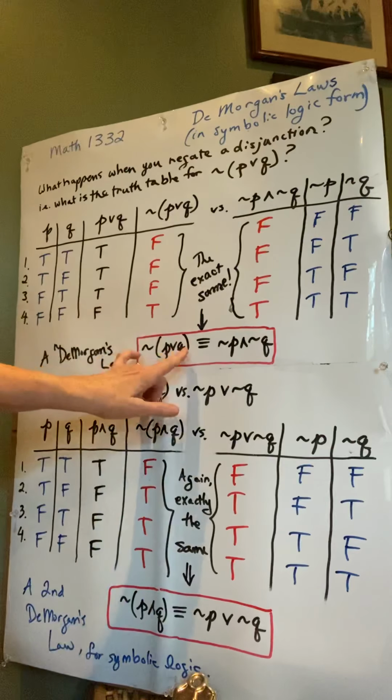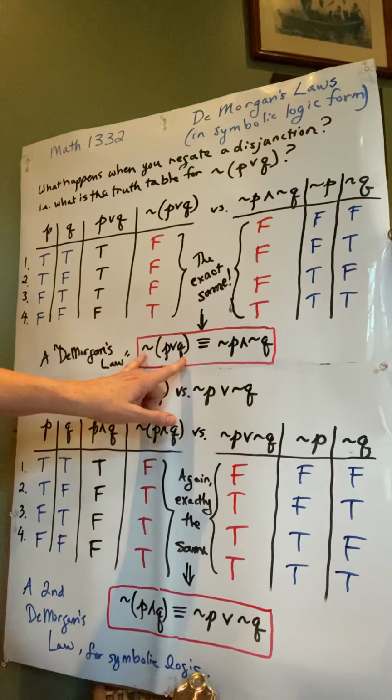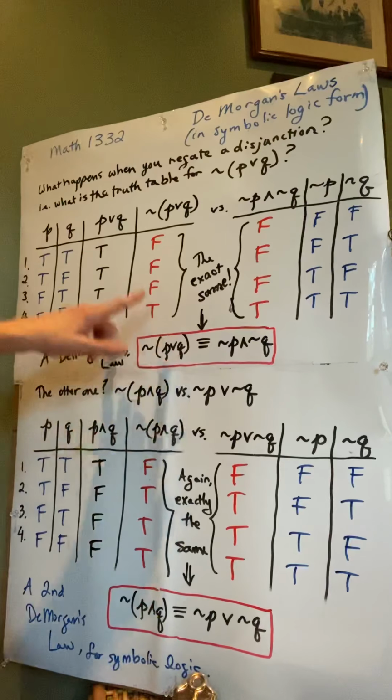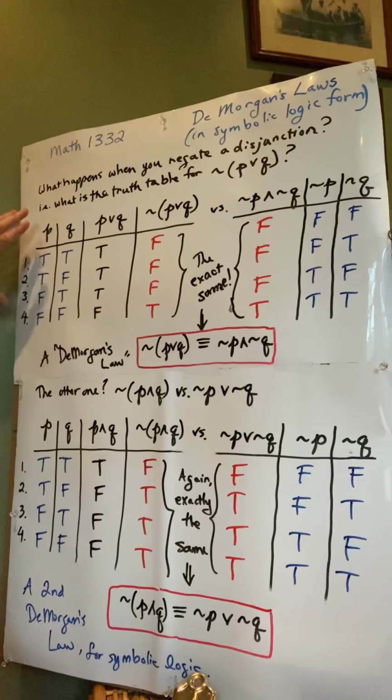So let's just look at the left-hand side here, this expression, the negation of P or Q, and make a truth table for it, right? So again, two propositions, so therefore we have the four cases in the standard format.